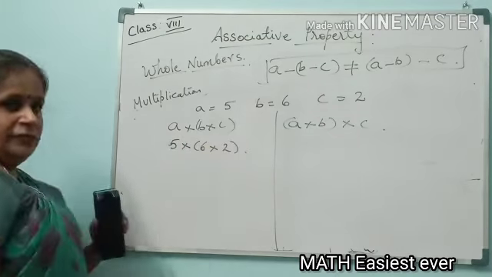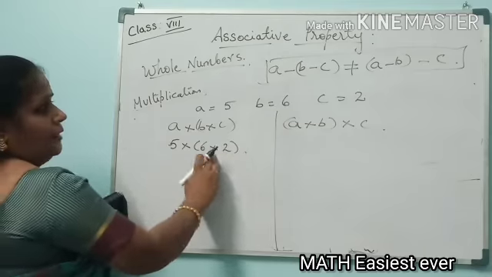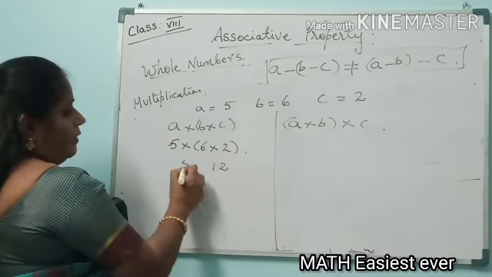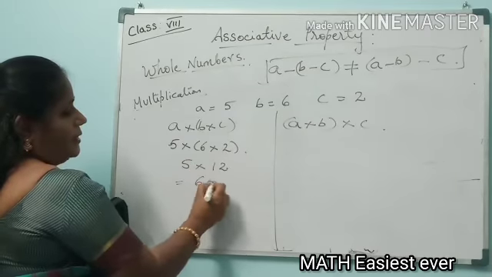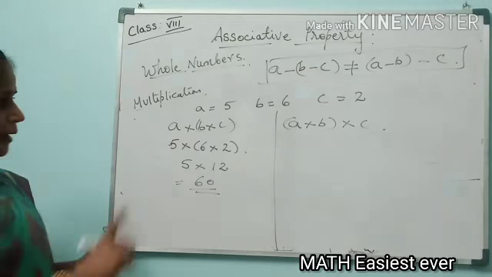Okay. First, we'll do this side. This is your left hand side. So, what is A? 5 into, what is B? 6 into C is 2. First, do the bracket. What is 6 into 2? 12. So what is 5 into 12? 5 into 12 is 60. Okay.